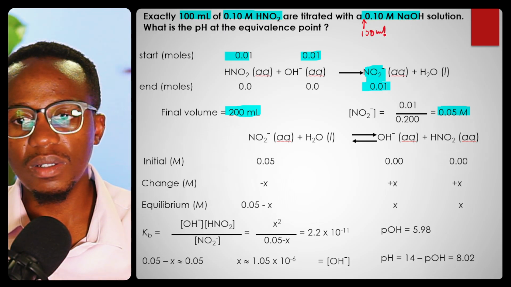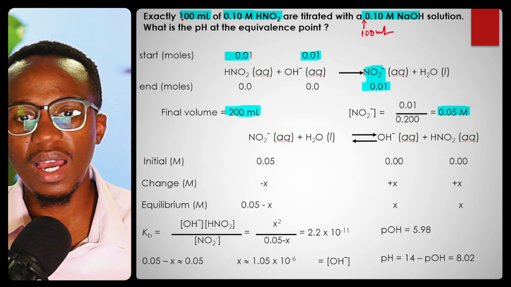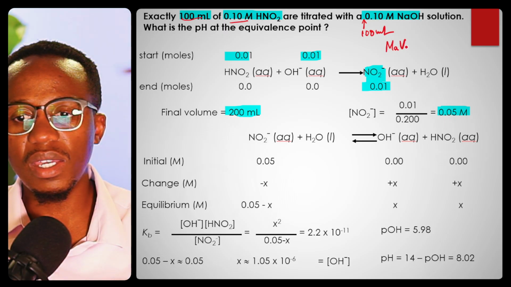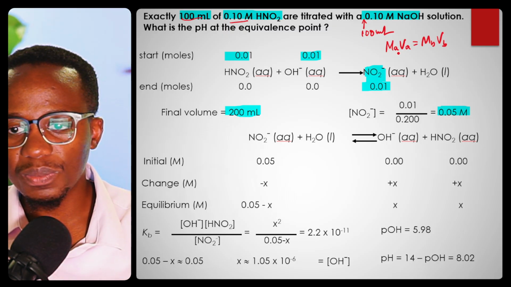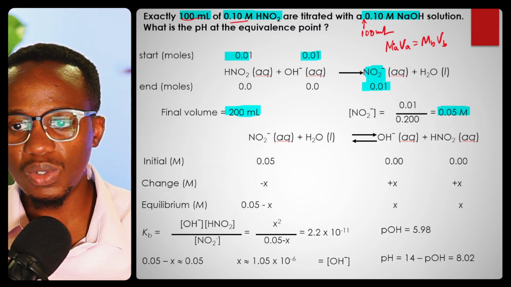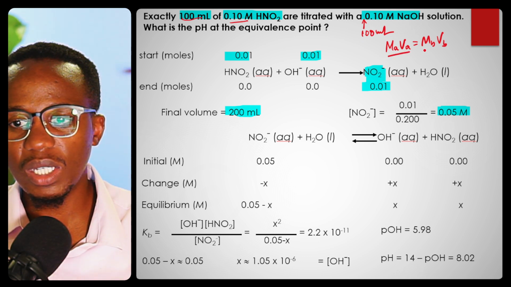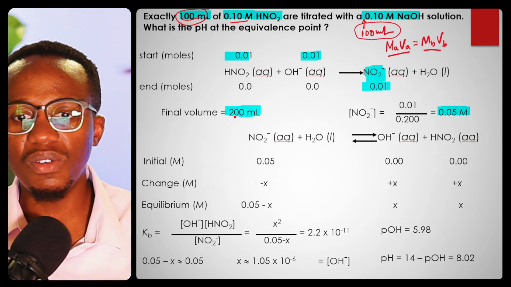100 ml. So the way I found this, by the way, is just 100 ml times 0.1 over 0.1, right? So this still MAVA is equal to MBVB, right? So we found the volume of this solution by just doing the multiplication, because this multiplication has to be equal. So I found 100 ml. So you have 100 ml of NaOH, you have 100 ml of HNO2. That's why the final volume is 200.